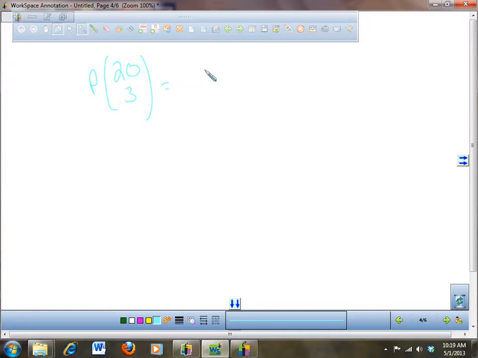I did. Yeah, good. So it's just 20 times 19 times 18. That's a permutation. Any questions on that? What would 50 permutation 1 be? It'd just be 50, right? 50 objects, 1 place to put them, okay? So you have 50 different choices that you can make for that one. Right, so that would just be 50.